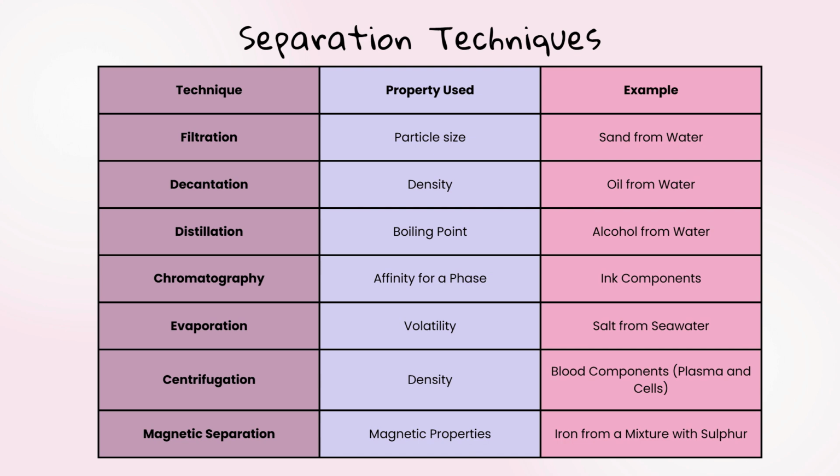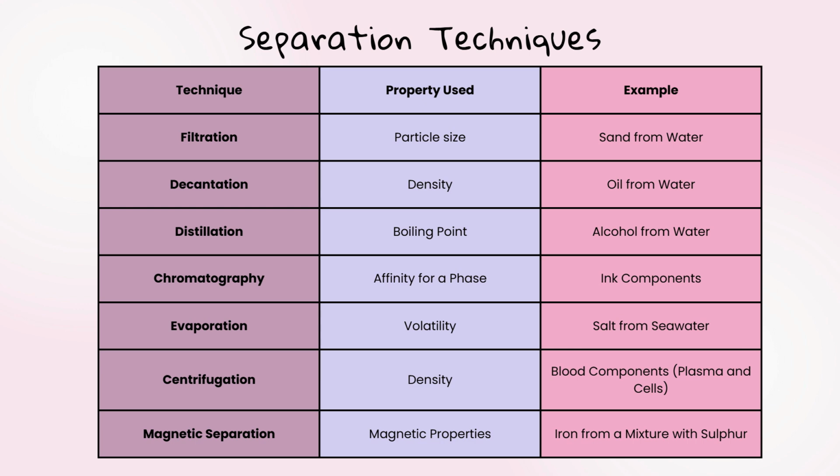So, let's look at separation techniques in a tabulated format. Filtration is based on particle size. An example of a mixture that is filtrated would be sand from water. Decantation is based on density. An example of a mixture used would be oil from water.